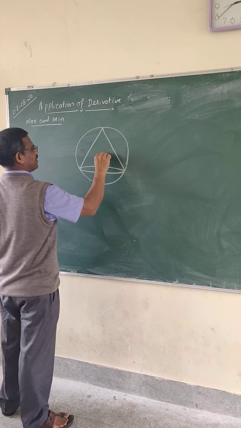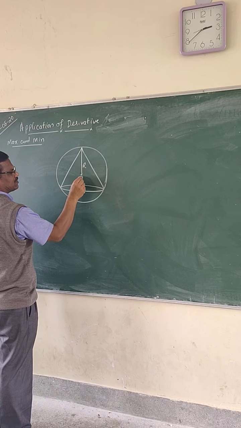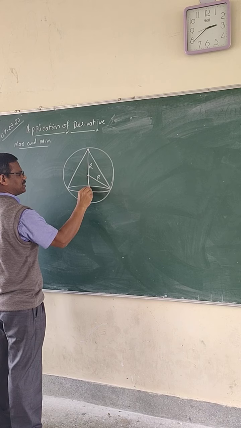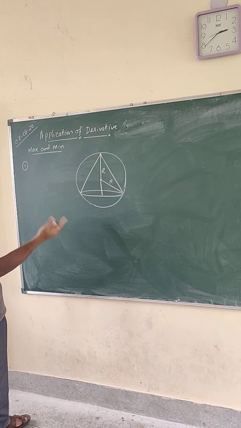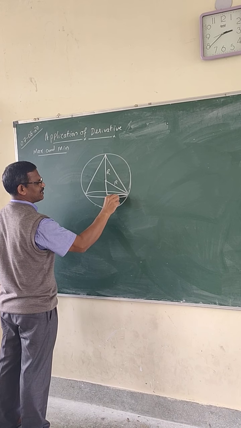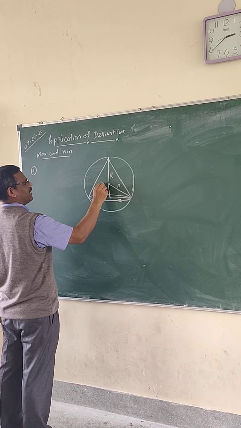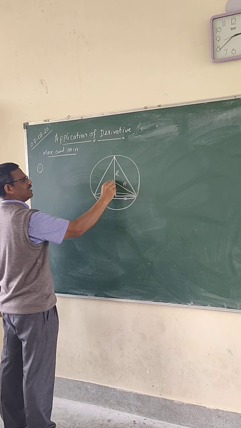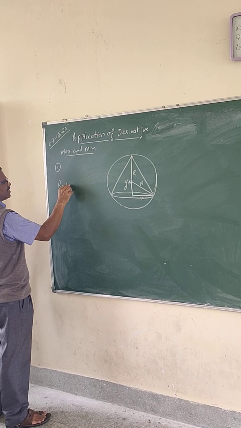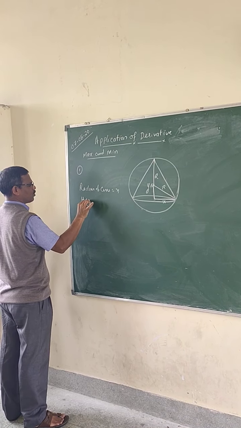It is a given sphere, so the radius is fixed. This is also the radius. And what are the dimensions which make the volume of this cone maximum? Let me take x as the radius of the cone and y as the height of the cone. So the radius of the cone is x. The height of the cone is y.